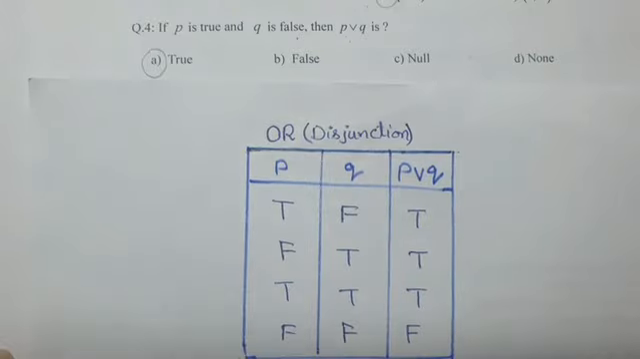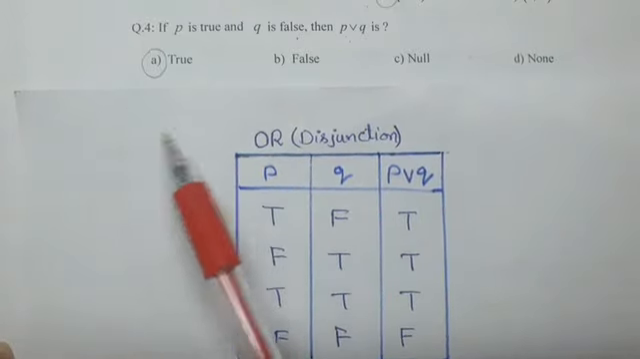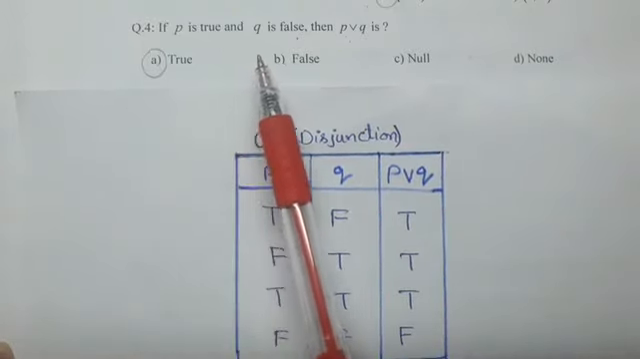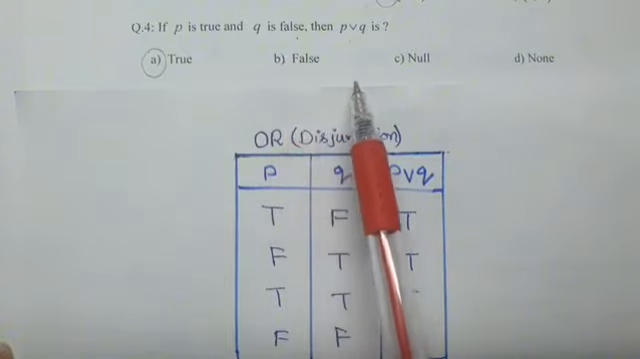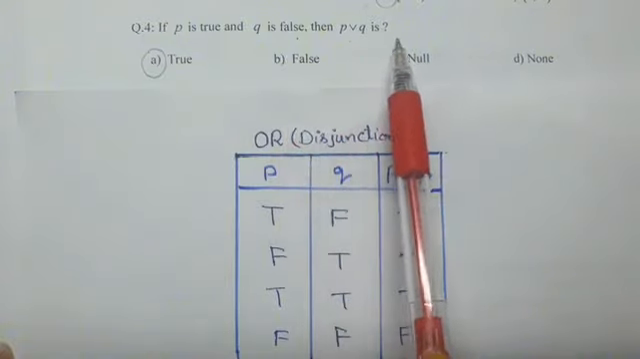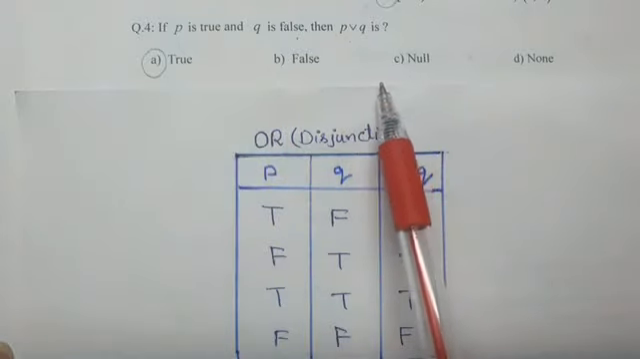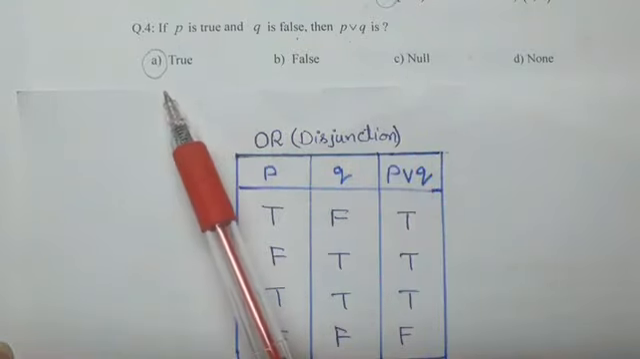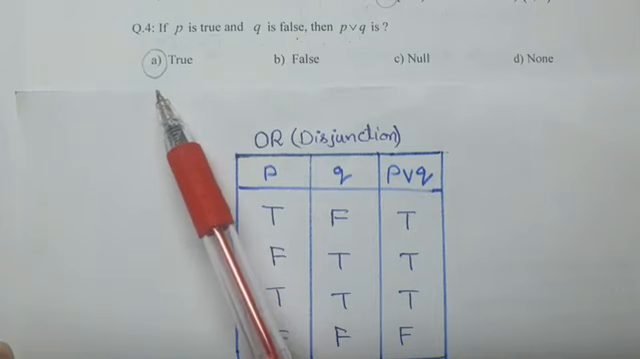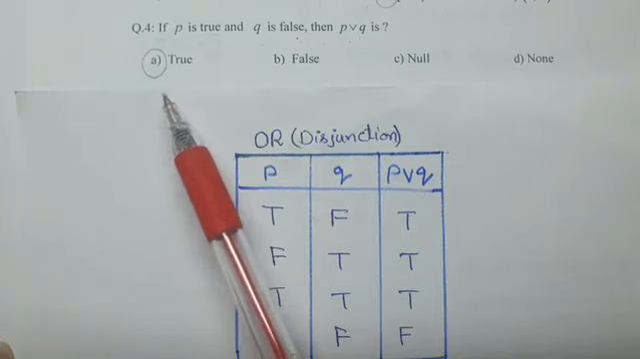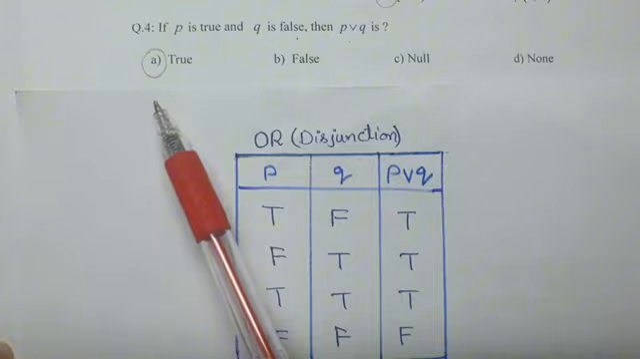And in your mid exam, there was a fourth question. If P is true and Q is false, then P or Q is what? Below we are given four options, and the first one is correct. Now we'll try to understand why it is the correct answer.